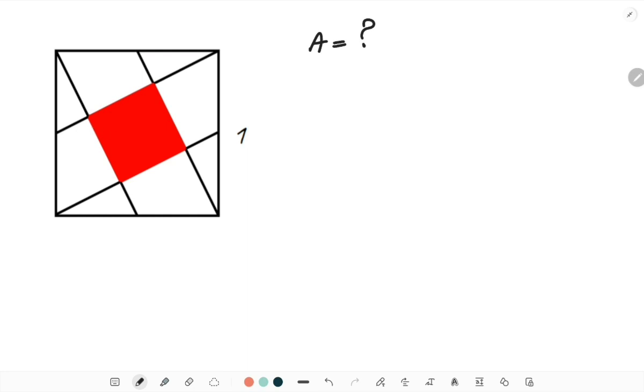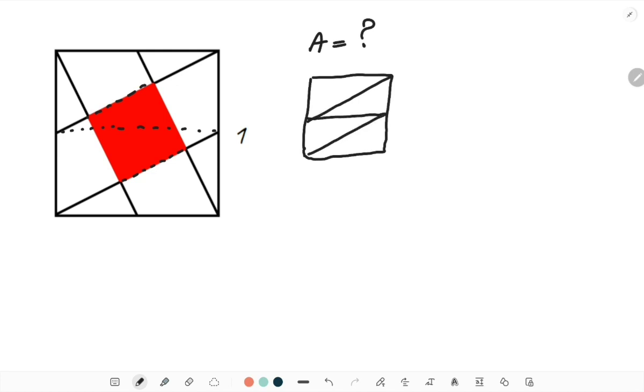Let's imagine we draw some dotted lines here, and then we can see we have four equal, this is very important, four equal triangles. And I draw them here for you again. So if this is the big square, then I have these four triangles, and all of them are equal. If the area of one triangle is t, obviously 4t equals 1, the area of the bigger square. And as a result, I can say t equals 1 over 4. So I already have the area of one triangle. How can it help me?